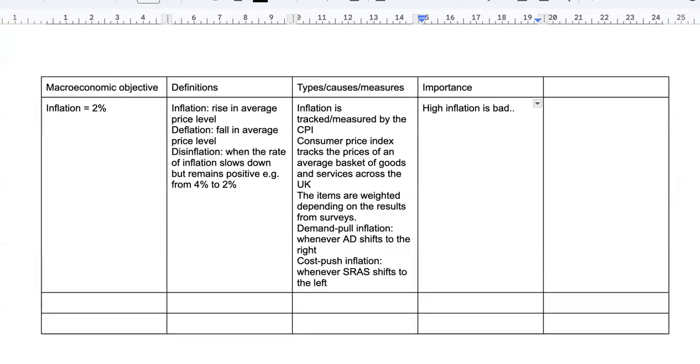So does anyone know why high inflation is bad? Cost of living gets too high and people will suffer. You're right. Cost of living would get higher and higher and higher. How can we develop that into a nice chain of reasoning? Because as you know, you've got 15 markers and 25 markers where you really want to show off your understanding. Because it's such an obvious thing, it's hard to actually form that, but do you have any ideas?